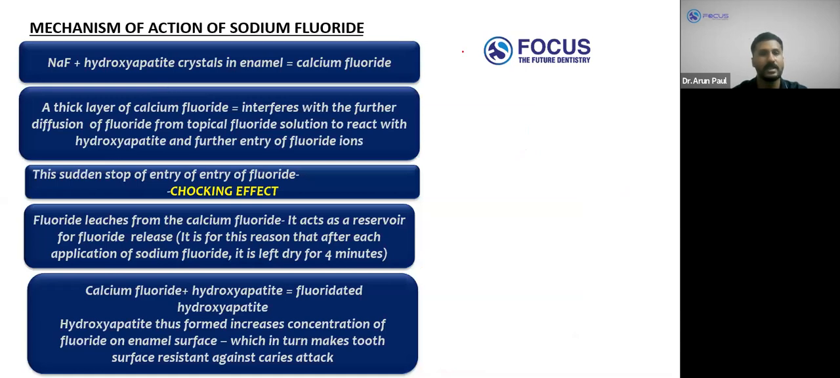Now let's see the mechanism of action of topical fluoride, I mean sodium fluoride. How does sodium fluoride act on the tooth surface? When sodium fluoride in solution or gel form is applied onto the tooth surface, we know that the tooth is made up of hydroxyapatite crystals. The sodium fluoride acts upon the hydroxyapatite crystals. The predominant compound formed is calcium fluoride. When this calcium fluoride is formed, it forms a thick layer on the tooth surface.